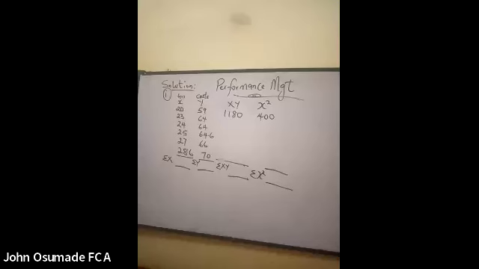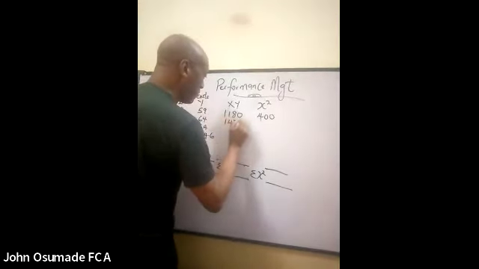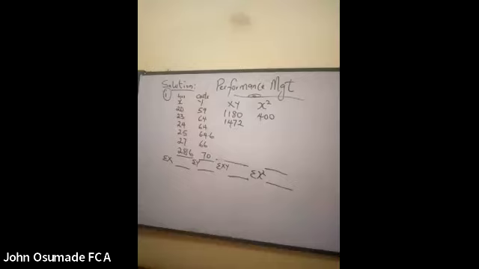That's 1472. Thank you. 23 squared, 23 times 23, 529.